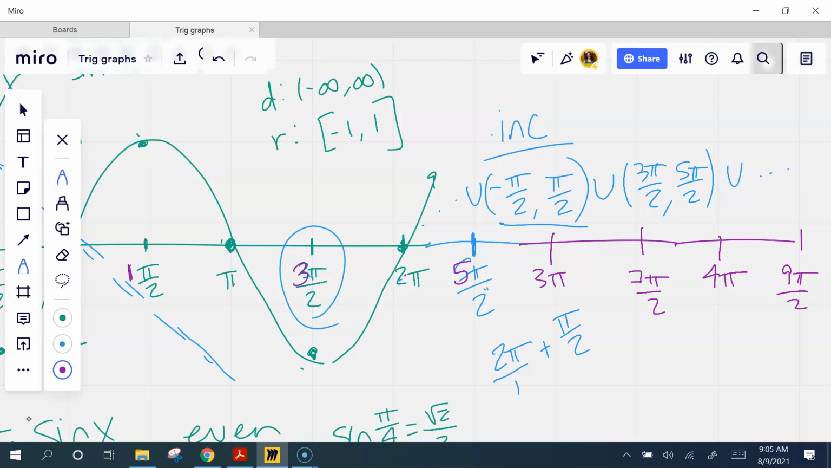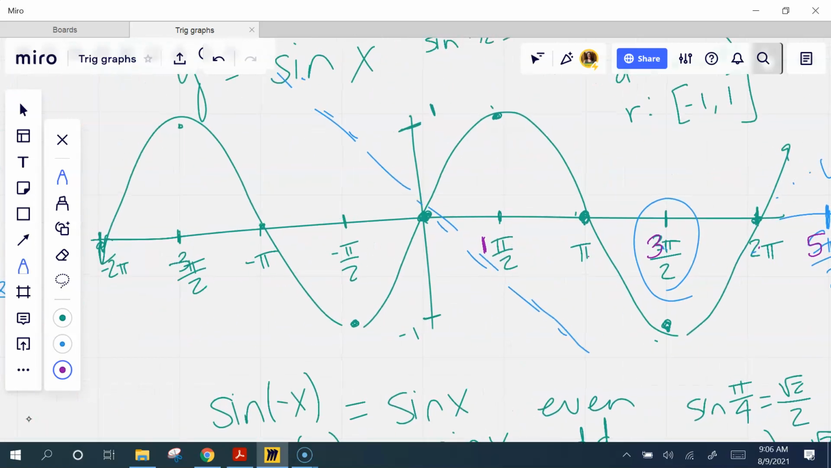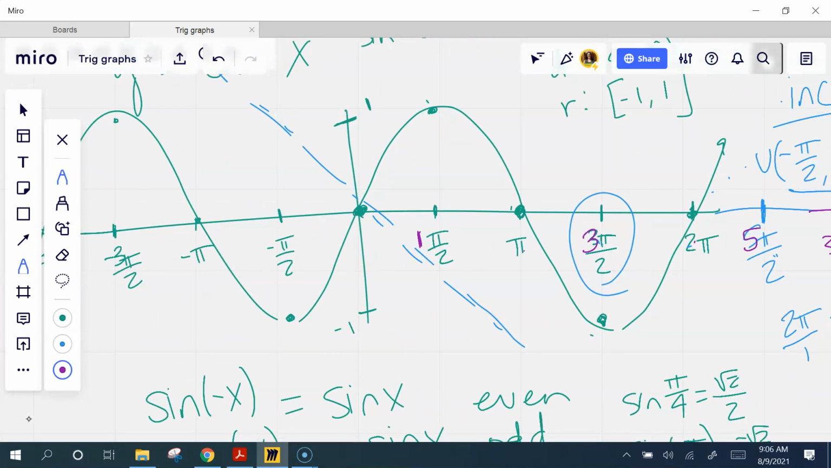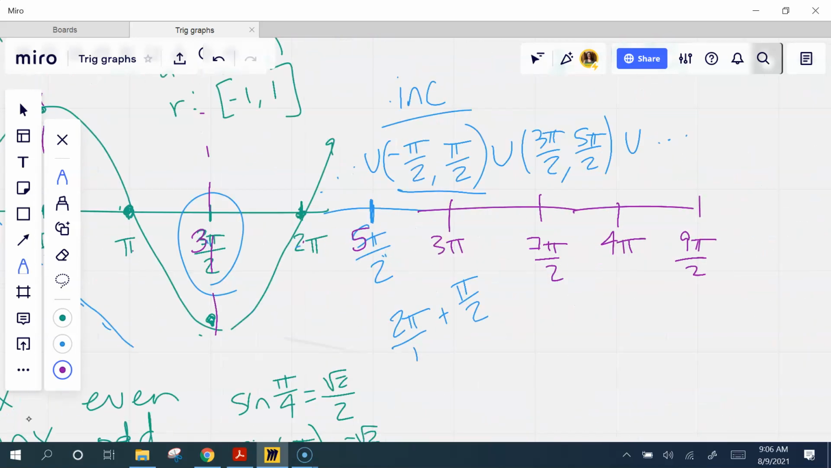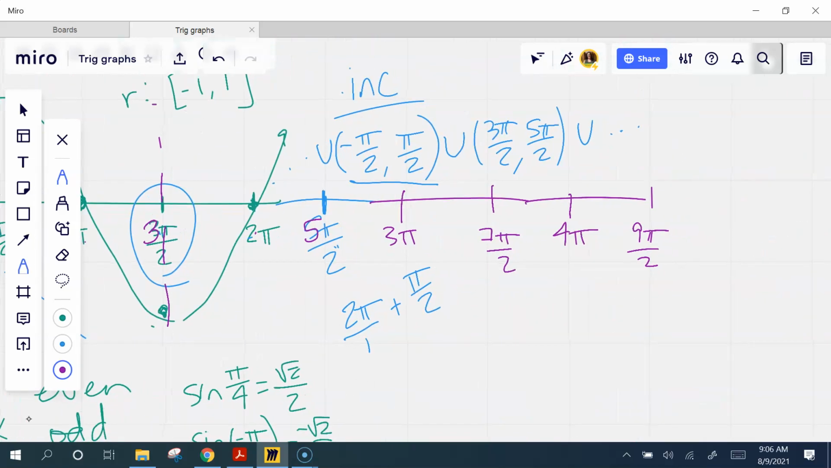All right, decreasing intervals. Same thing, but you're going with where it's going down. All right, so down. From, if I start at pi over 2, it decreases until I hit 3 pi. And just hit at least 2 of the intervals and then do your dots, so you know that the pattern continues.